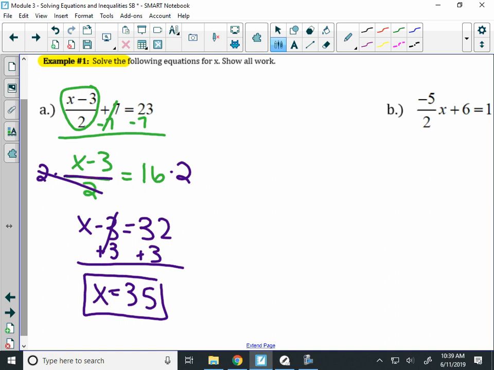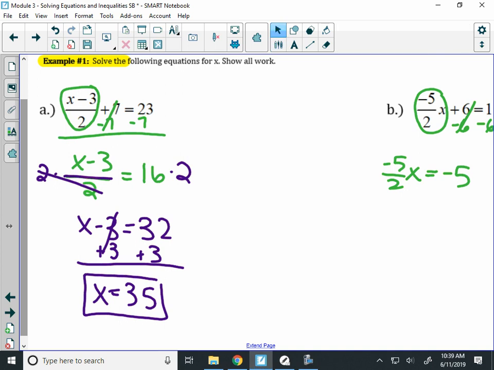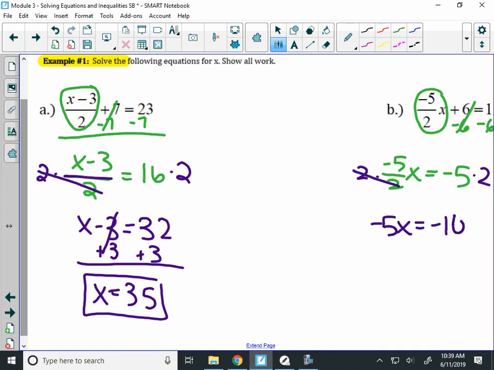B is going to be very similar. I still have a little fraction bubble right here. Can't do anything with it until I subtract the 6. Right, so I have -5 over 2, x equals -5. Now again, I have a denominator and a fraction. So to move that denominator, I'm going to multiply both sides by 2, making that -5x equals -10. And to move the -5, it's multiplying, so I have to divide it away. A negative divided by a negative is a positive 2.